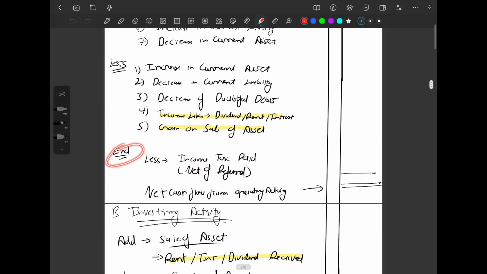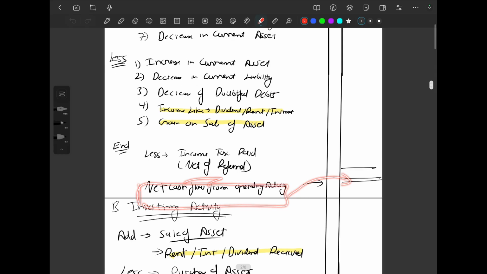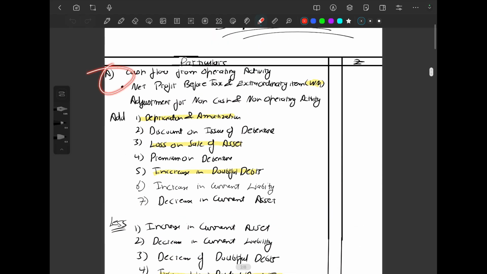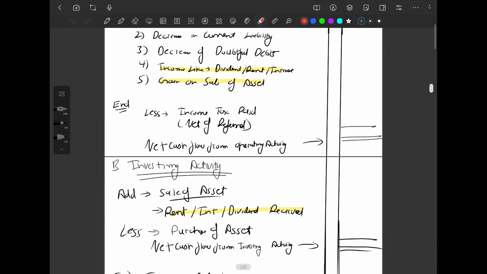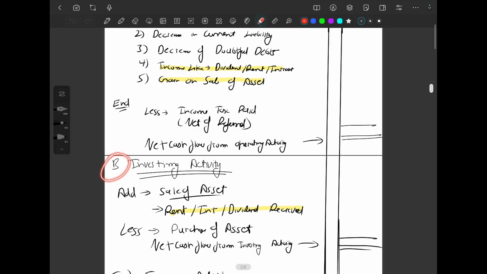And at the end we should minus income tax paid, net of refund. For example, income tax paid is 100 and refund was 20, then we will show 80 here, that is net of refund. And after all this calculation, we get our net cash flow from operating activity here, that will be item number 1. And let's move on to item number B, that is investing activity.